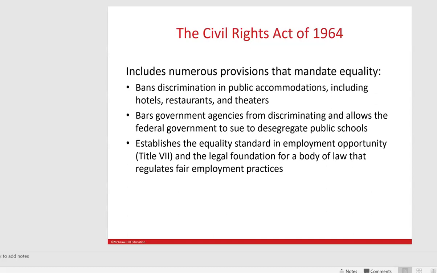The Civil Rights Act of 1964 mandated equality on many fronts, including employment, public accommodations, including hotels, restaurants, and theaters, plus public facilities, which I suppose means bathrooms. There was a lot of resistance, particularly within the schools. This act allows the federal government to sue any school which was not segregated and force it to desegregate.